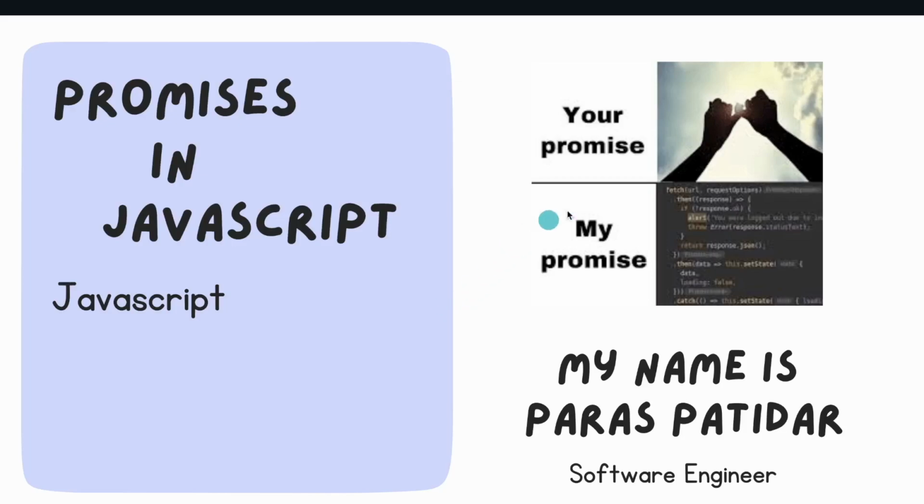As you can see in the picture right here, it's representing promises in real life. We make promises to our friends and family, saying I am promising you that I'll be doing this, and then we either fulfill the promise or we do not. In the same way, our code also makes promises to each other, expecting some value in return. So we'll be talking a bit about promises in JavaScript today.